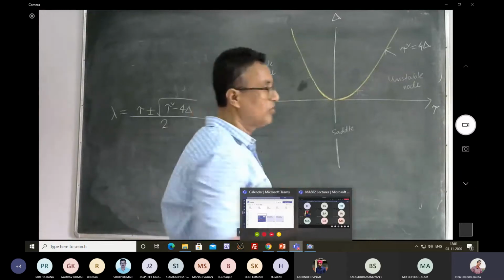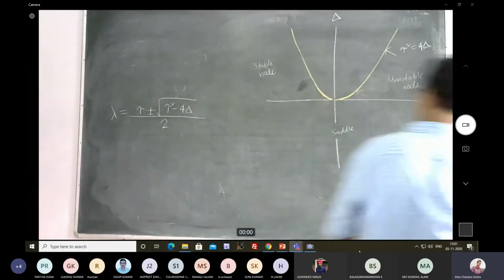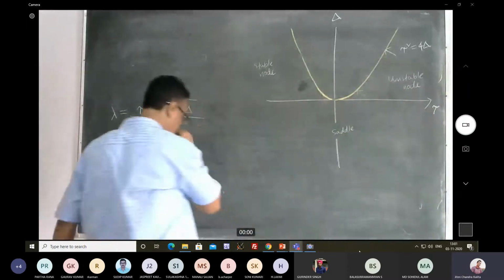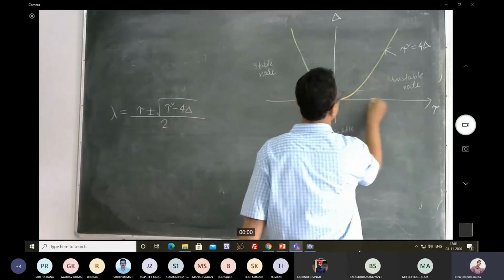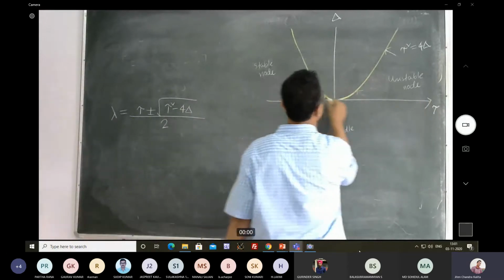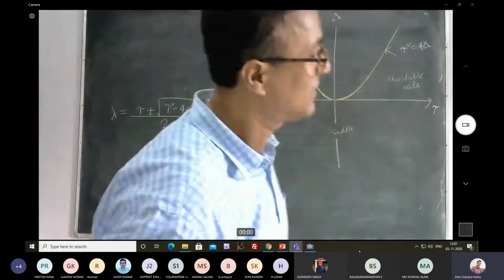Another point here is very interesting. If you look at this line, what does this line correspond to?